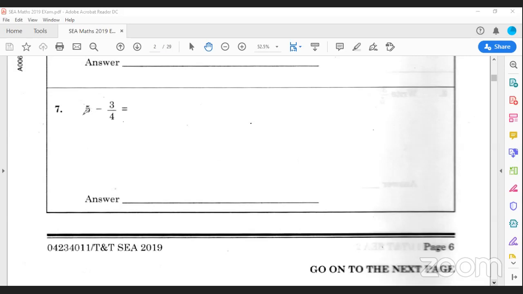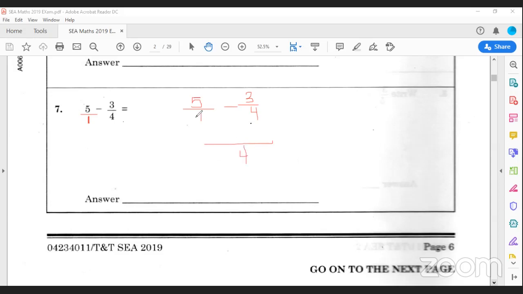5 is a whole number. So the first thing I'm going to do is to write my denominator. 1 is understood as my denominator, right? So the rule of thumb, I'm going to write it over. The rule of thumb is when we are adding or subtracting fractions, we must ensure that we have common denominators. What is the LCM of 1 and 4? The LCM of 1 and 4 is 4.